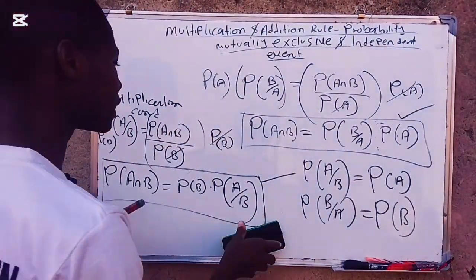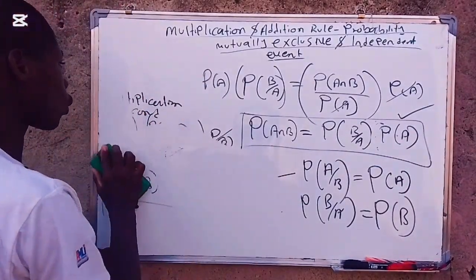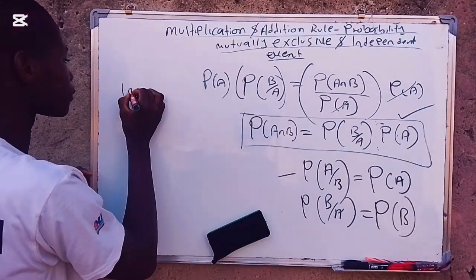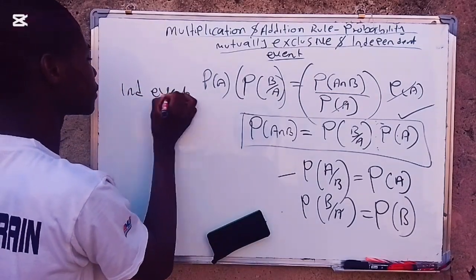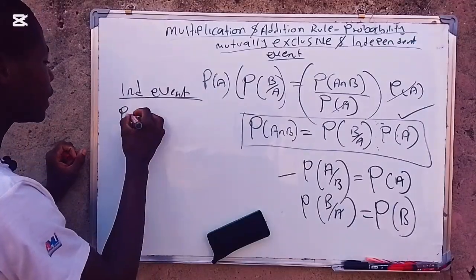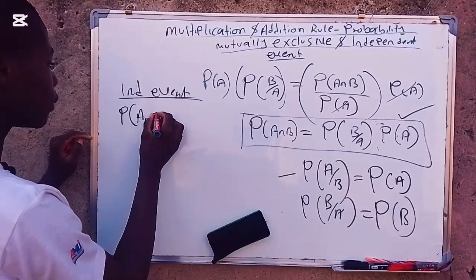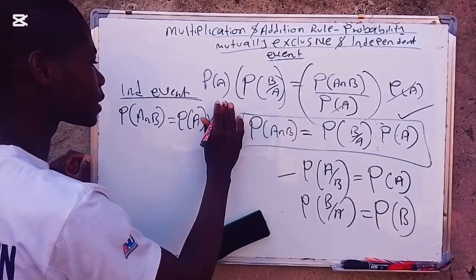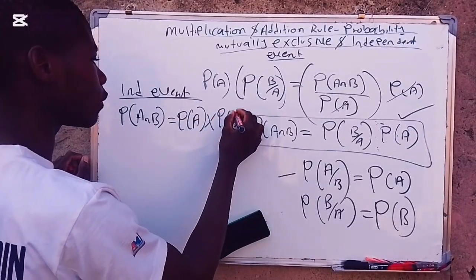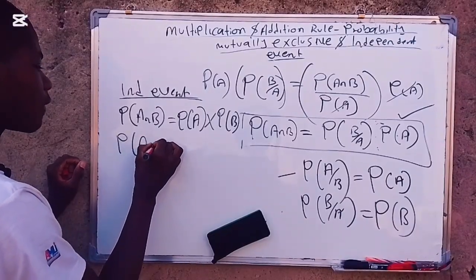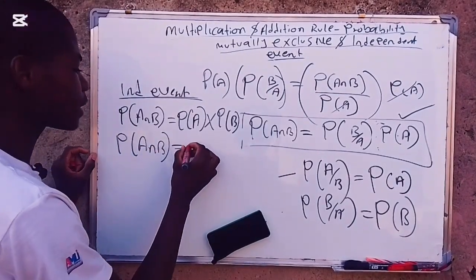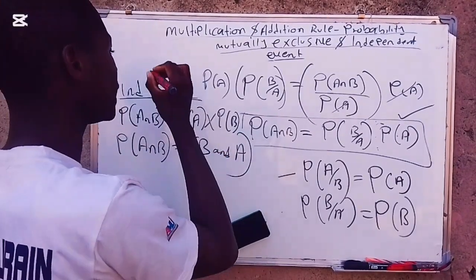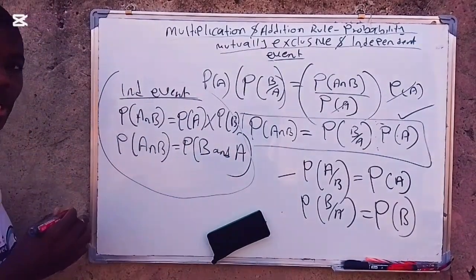But there is one more thing that I need you to know, that in independent events, the probability of A and B is the same thing as the probability of A multiplied by the probability of B. And also the probability of A and B is the same thing as the probability of B and A. This is an independent event.